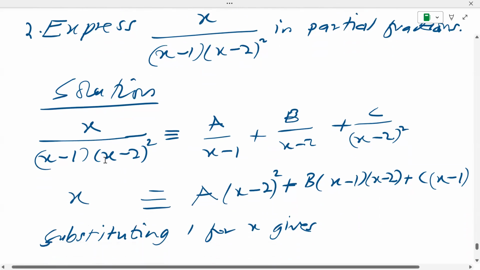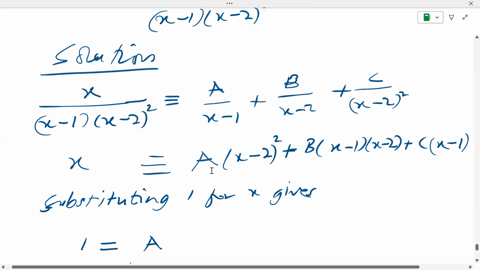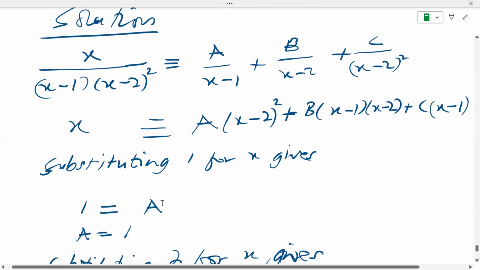Then we multiply every term, both on the left-hand side and the right-hand side, by this expression. When we do that, we shall get x equals the whole of this. We now have to compute our a, b, and c. So for us to get our a, we need to clear our b and c. So we shall substitute 1 for x, so that 1 minus 1 will be 0. This will be cleared. 1 minus 1 will be 0. That will be cleared. Then 1 minus 2 will be minus 1 squared, and that will give us 1. And so our a will be equal to 1.